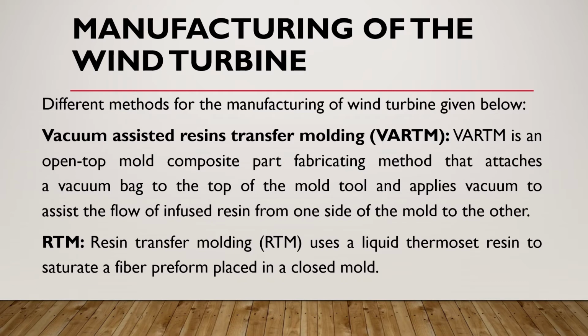So here are the manufacturing methods for the wind turbine. Vacuum assisted resin transfer molding is an open-top mold composite part fabricating method that attaches a vacuum bag to the top of the mold tool and applies vacuum to assist the flow of infused resin from one side of the mold to the other. Resin transfer molding uses a liquid thermoset resin to saturate a dry preform placed in a closed mold.